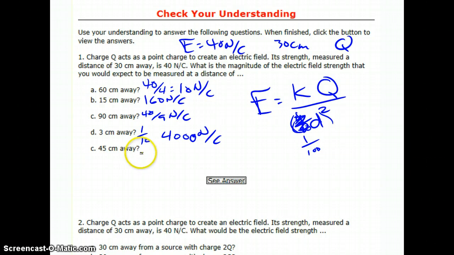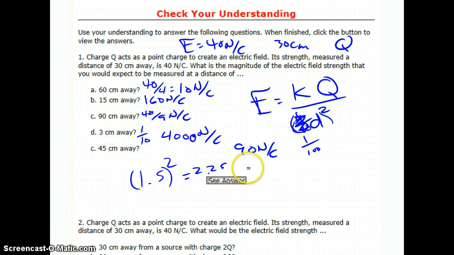Then 45 centimeters away, we are at a distance that is 1.5 times the original. So then you have to square that number. Okay, so that's going to be 2.25 times more. 2.25 times 40 is going to give us 90 newtons per coulomb. Sorry, it's 1 divided by, so it's an inverse square, sorry. So 40 divided by 2.25. So we're going to be down to about 18 newtons per coulomb.